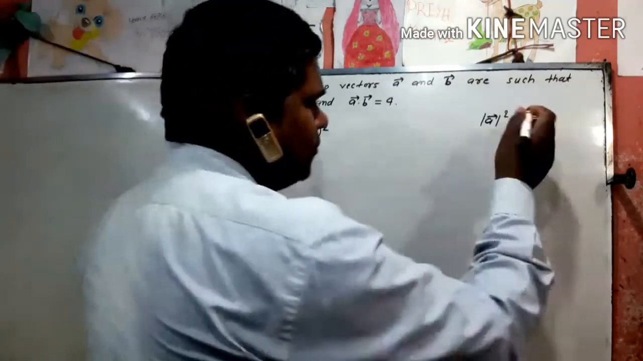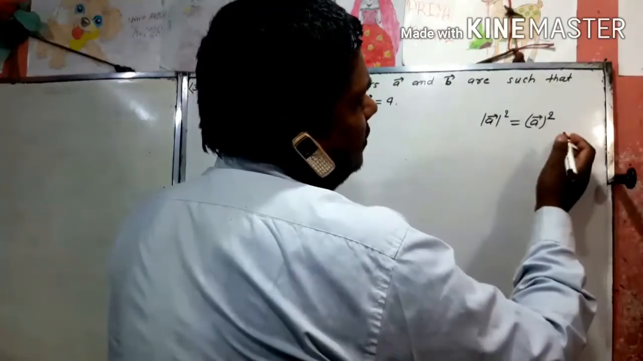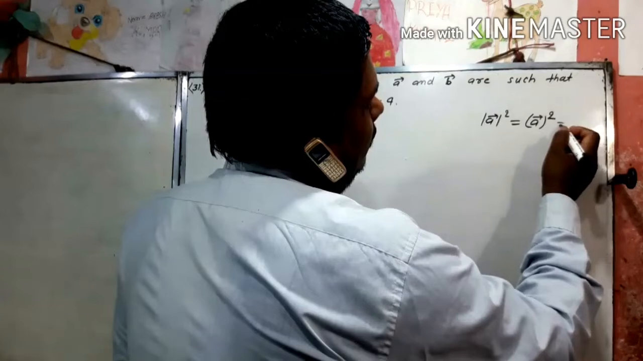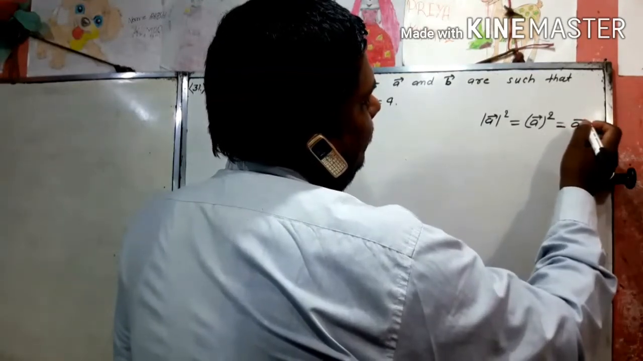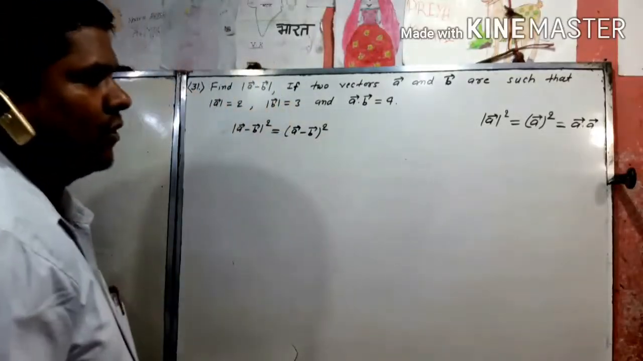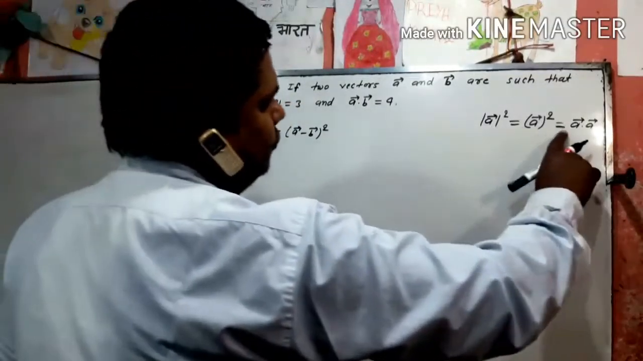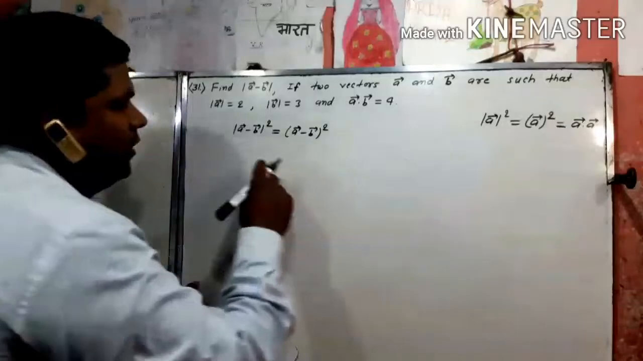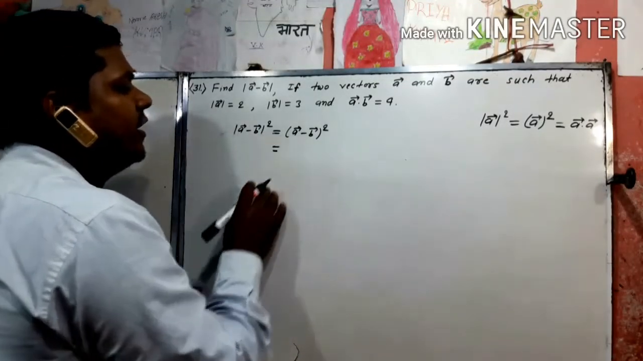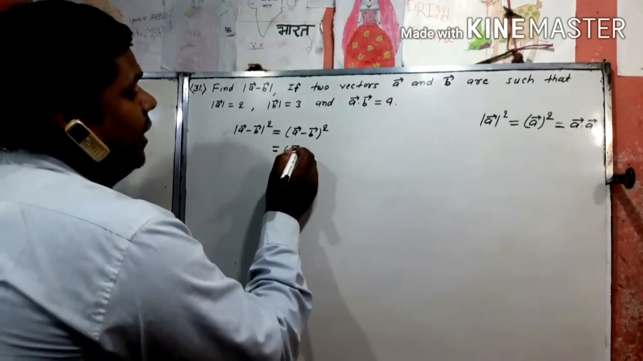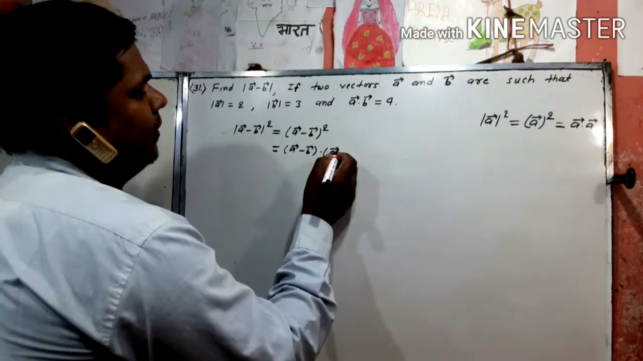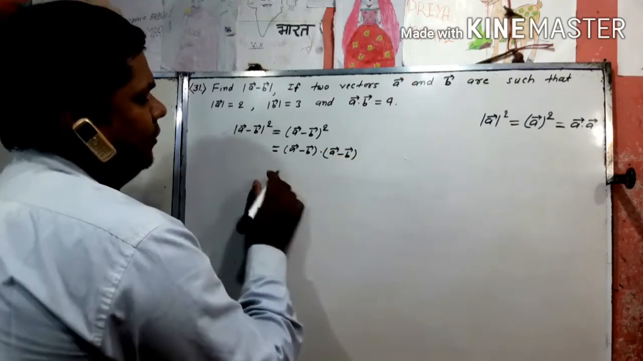Next, we also know that a vector dot a vector is equal to mode of a vector squared. So we can write here a vector minus b vector dot a vector minus b vector.